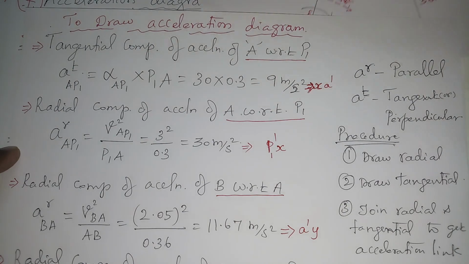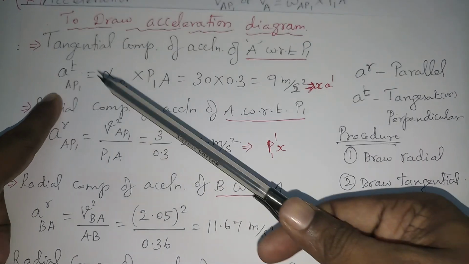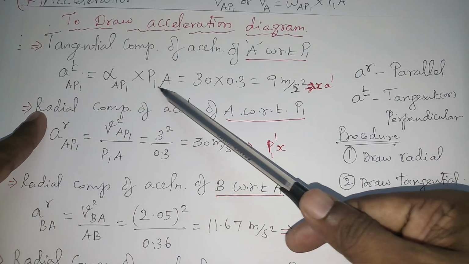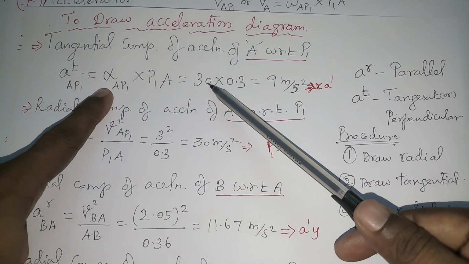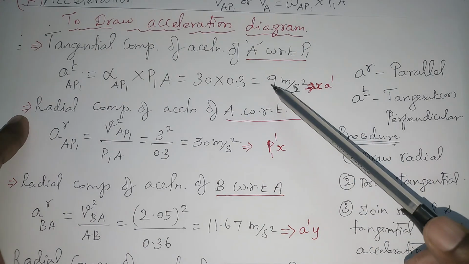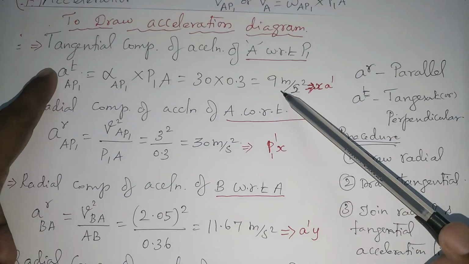So you can see here tangential acceleration AT equal to alpha AP1 for the input link, alpha AP1 into length of the link. So alpha is given directly from the example. It is 30 into length of the link. You will get 9 meter per second square.